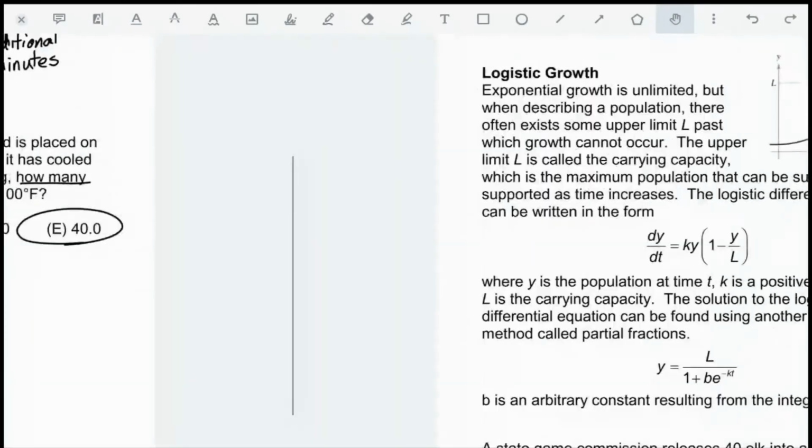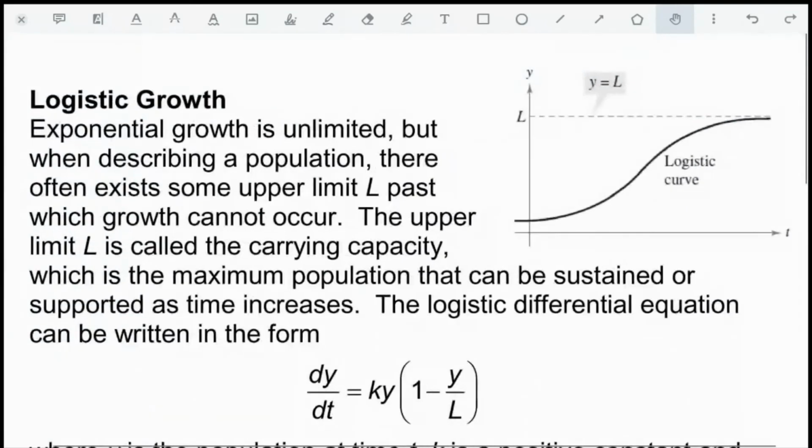Now, I did put a little bit more in these notes. I put something in here about logistic growth. This is actually beyond the scope of this course. And the reason it's beyond the scope of this course is because it uses a little bit different differential equation that requires you to know how to integrate using partial fractions. That's not a topic for this class. It's a topic for BC calculus.